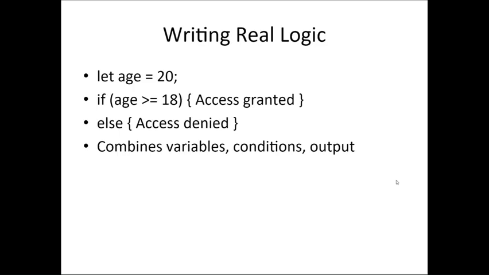But here's a real logic. Let's say a flow for age, where age equals 20, and then you can simply say if age is greater than or equal to 18, access granted, else access denied. So what this does is combine variables, conditions, and then gives you an output.